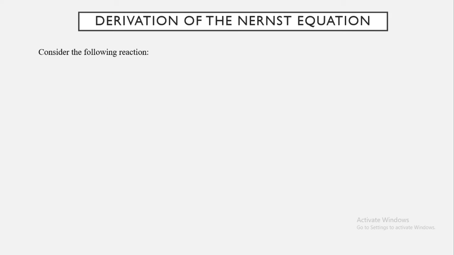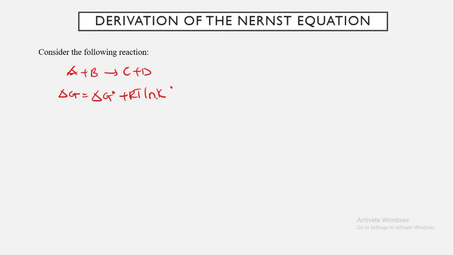Move on to the derivation of the next equation. So we are going to prove the next equation. Let's consider the following reaction: A plus B reacts to give us the products C plus D. In this case, the change in Gibbs free energy is equal to the change in Gibbs free energy naught plus RT ln K. This is what we established, right?